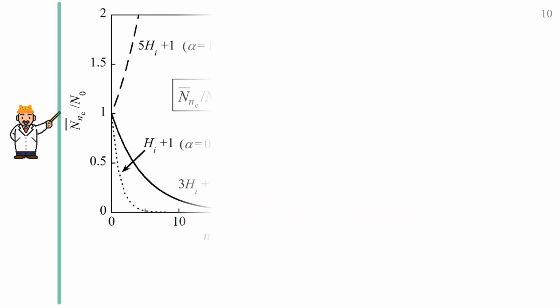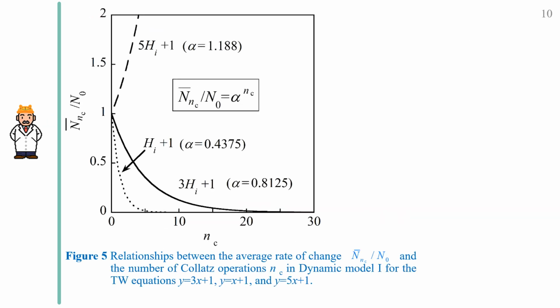Figure 5 shows the relationship between n bar sub n sub c divided by n sub 0 and n sub c for the TW equations y equals 3x plus 1, y equals x plus 1, and y equals 5x plus 1. For y equals 3x plus 1, the dimensionless calculation value decreases exponentially from 1 as n sub c increases and becomes close to 0 when n sub c is around 25.